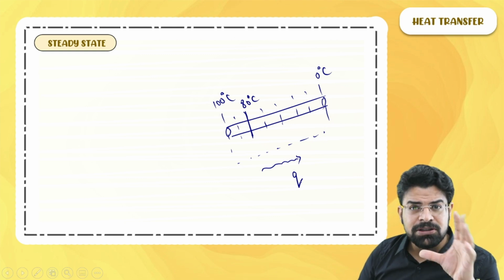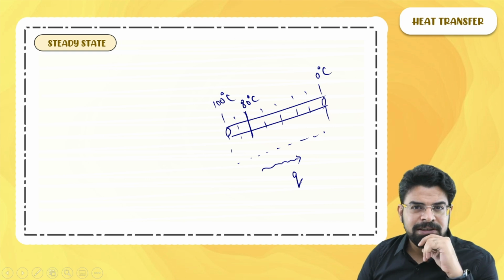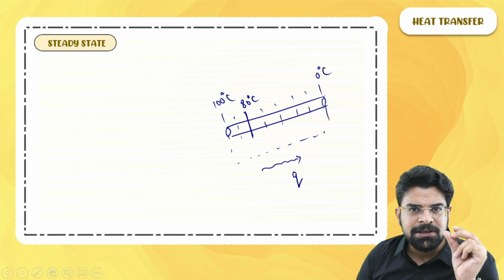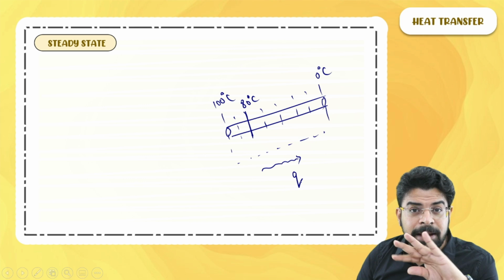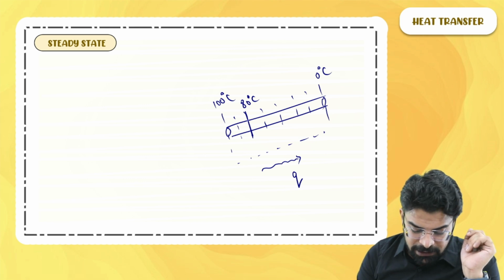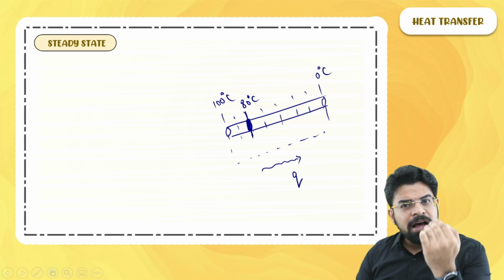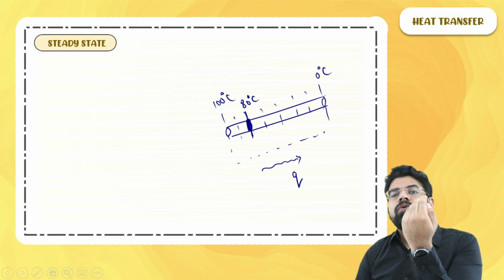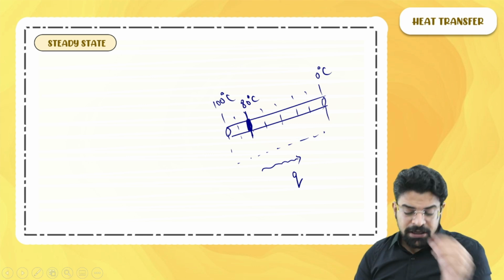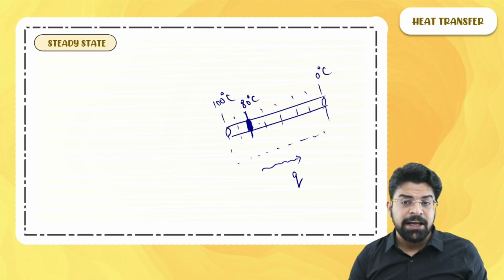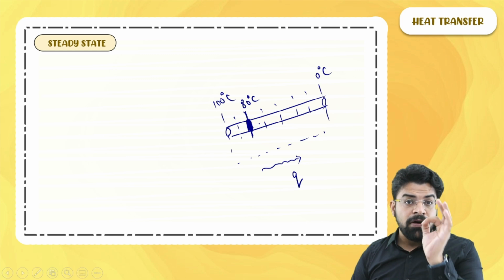Question is, what is the meaning of steady state? Sir, steady state means that it won't change with time. It means that if the temperature of a particular cross-sectional area is right now 80 degrees centigrade, even after some time it will be equal to 80 degrees centigrade. So the temperature of this particular cross-sectional area won't change with time. This is the meaning of steady state.